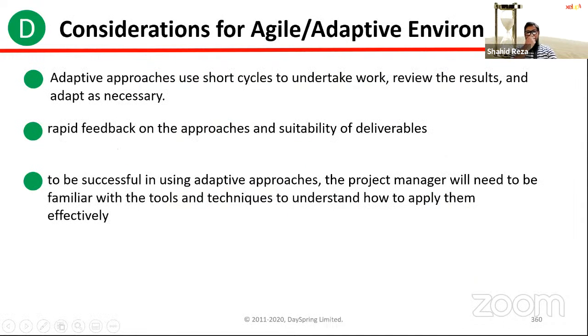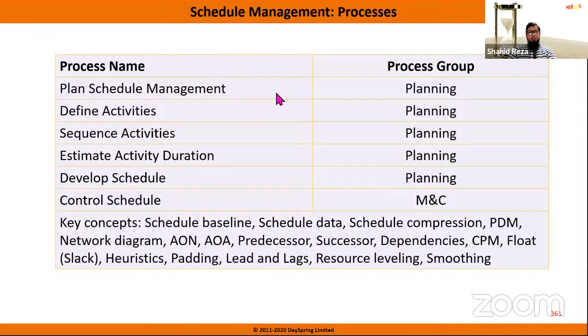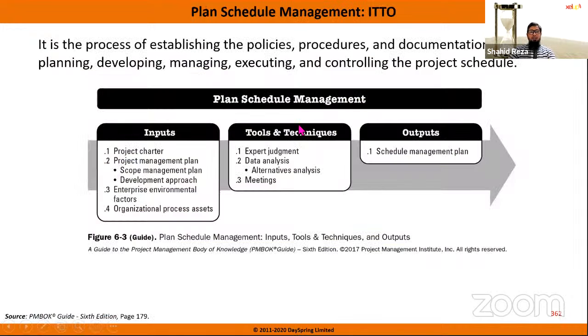Okay, Agile. All right. I think we have already discussed a lot of things about Agile. And there is a section in this chapter on how Agile does the scheduling. There is an interesting figure that I will describe. All right. So this is the plan schedule management process. From the name, we can easily understand the output of this process will be the schedule management plan.